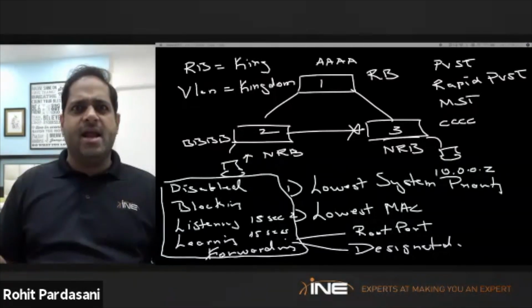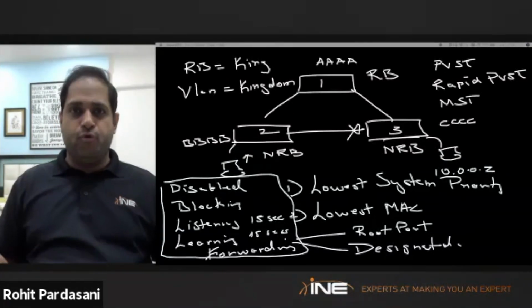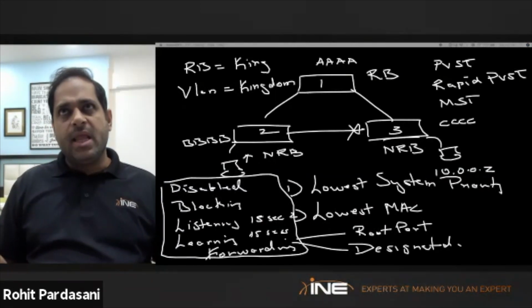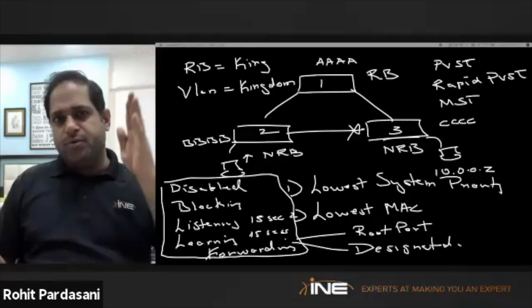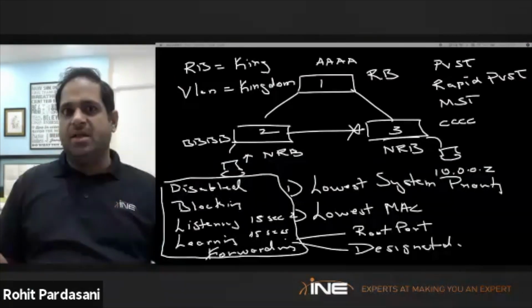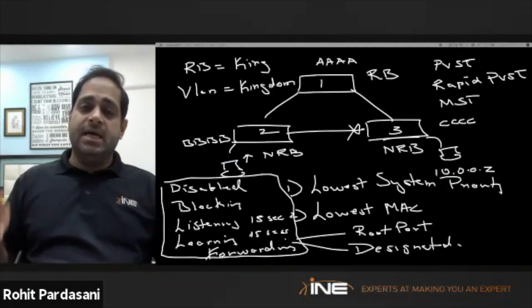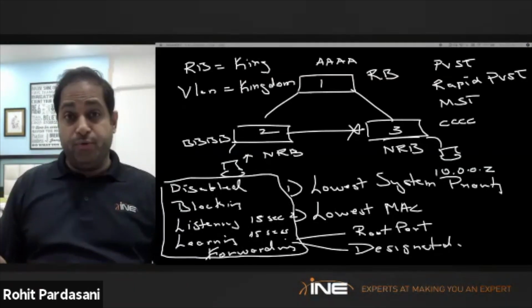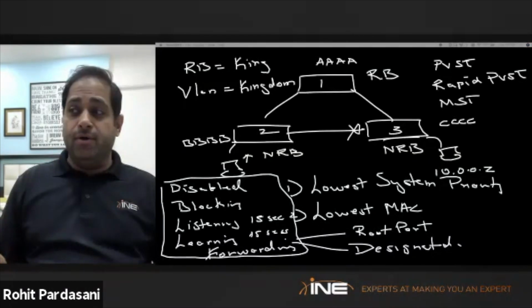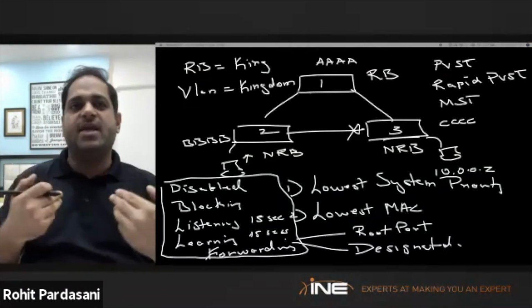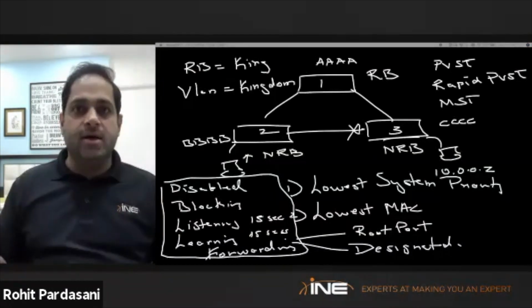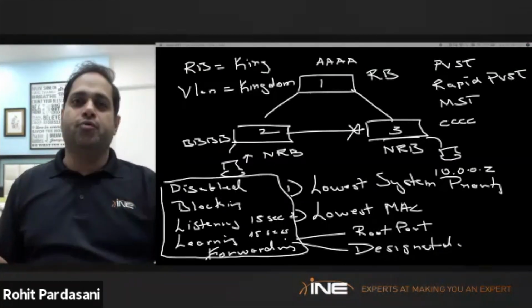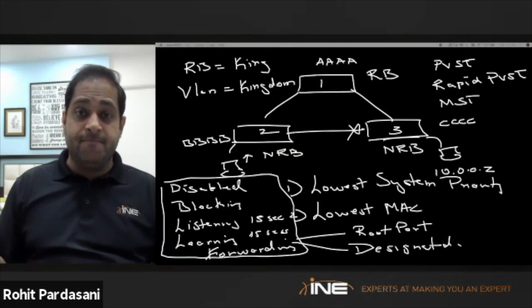What is designated? What's the difference between root port versus designated? Root port is the port that goes towards the root bridge. It's basically the best path to reach the root bridge. Designated port is the port that goes away from the root bridge. Since switch 1 himself is the root bridge, he doesn't need a root port, because root port is the port to go to the root bridge, and he himself is the root bridge.